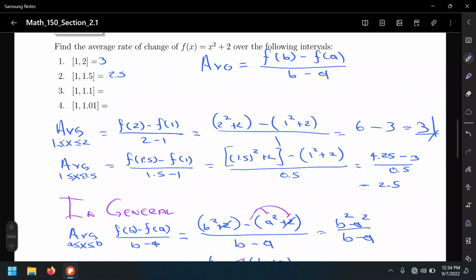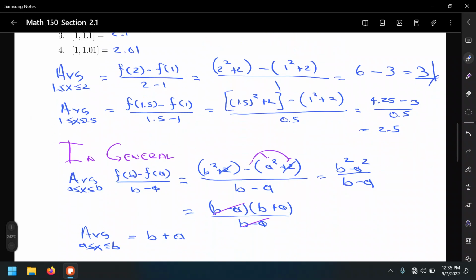Without doing f between 1 and 1.1, instead of doing 1.1 squared plus 2 minus 1 squared plus 2, we can just add 1 plus 1.1. What is that? 2.1. What about here? 2.01. And if so, what are we doing here? We're getting intervals that get smaller and smaller every time, aren't we? By doing that, we're getting from average to instantaneous.